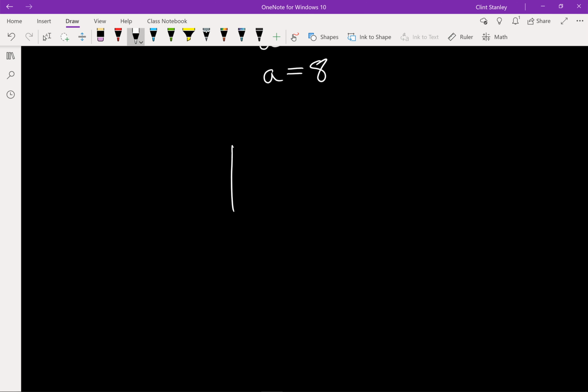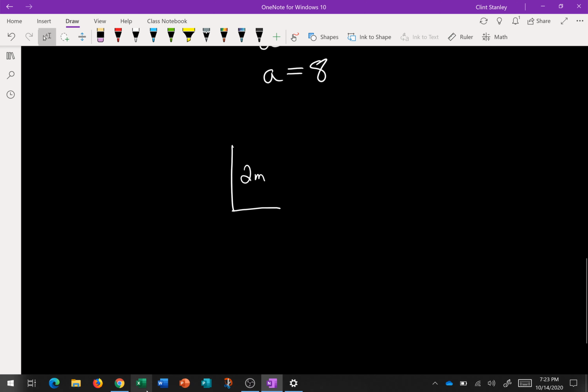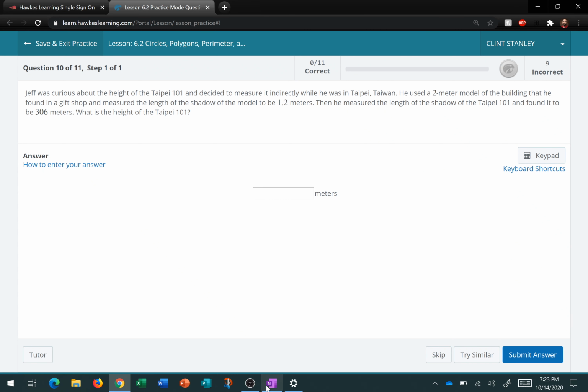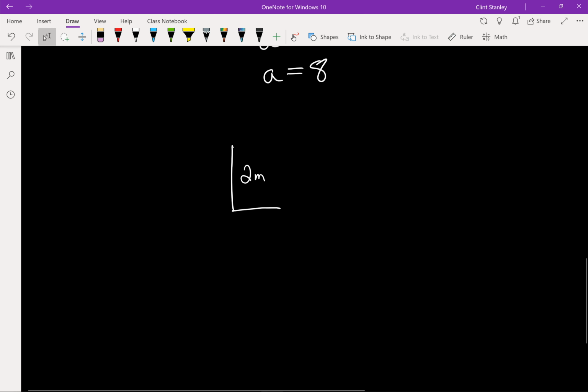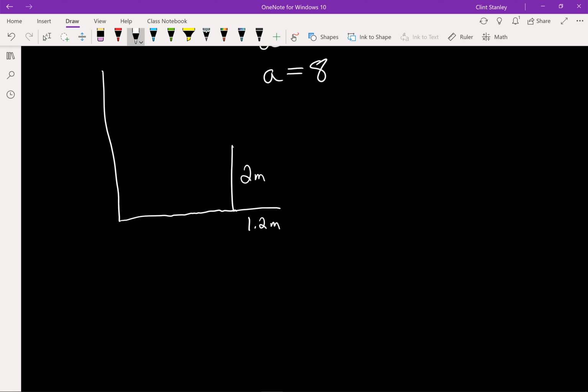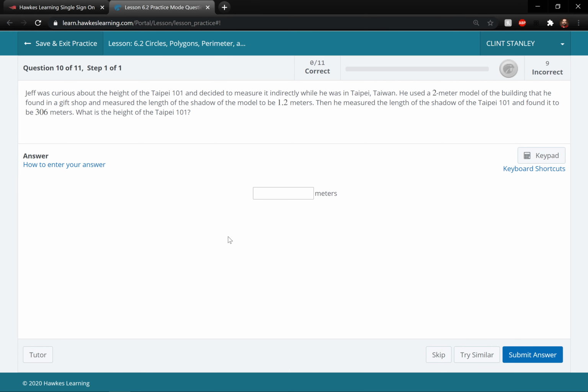So we've got a model that's 2 meters tall, and the shadow coming out from it is 1.2 meters. And we're placing that by the big old building up here. And we're going to figure out that the shadows match up. Not doing very good drawing tonight. The shadows match up. And it tells us the shadow of the whole building is 306 meters.